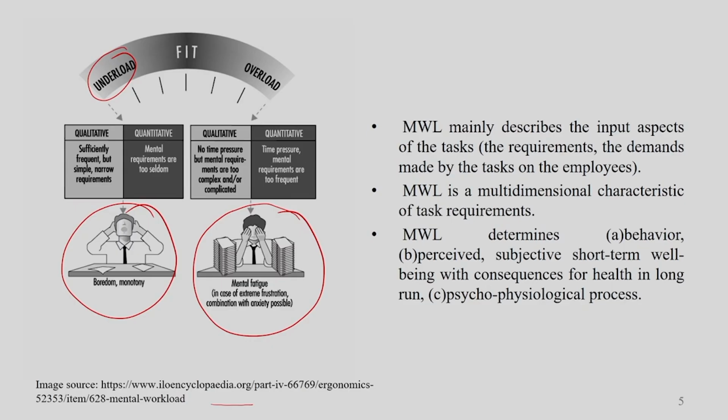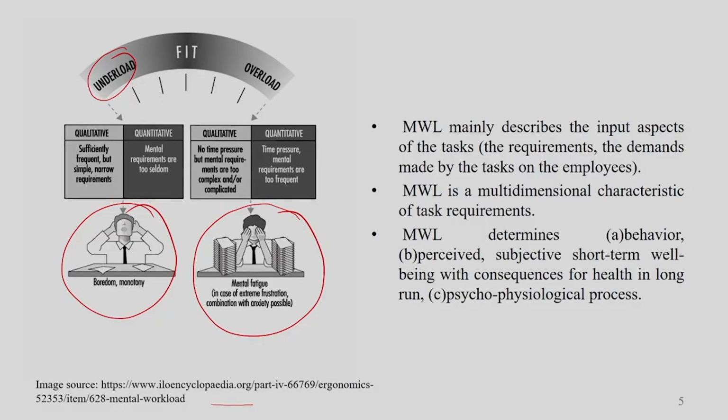So, mental workload mainly describes the input aspects of the task, the requirements and the demands made by the task on the employee, and if it matches the capacity or capability of that particular person, it is optimized. If it is not matching, if it is more than that, then overload. If it is less than that, then underload. So, mental workload is a multidimensional characteristic of a task requirement.